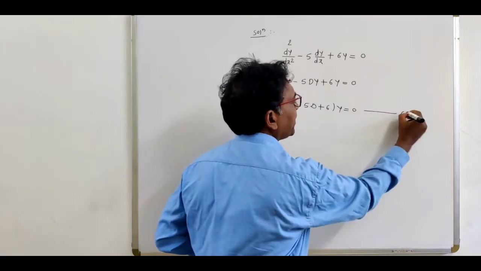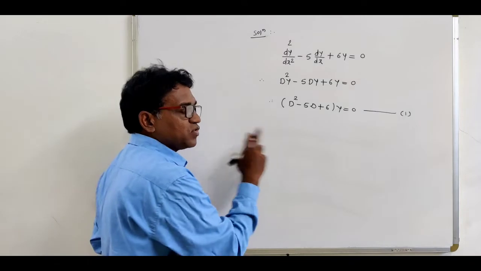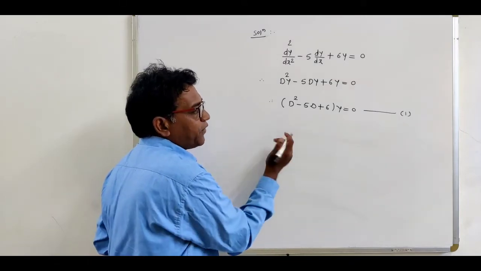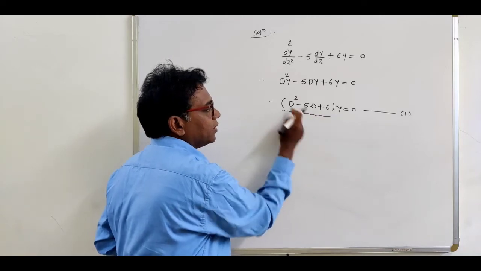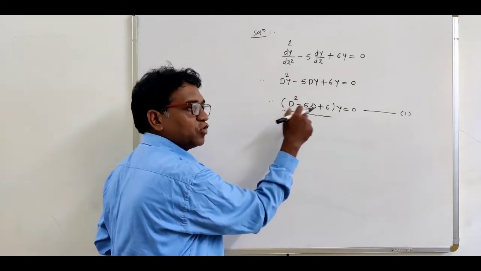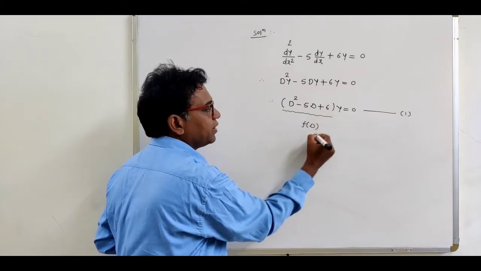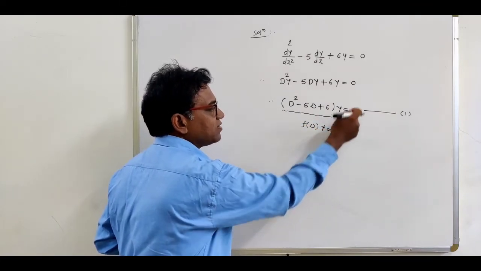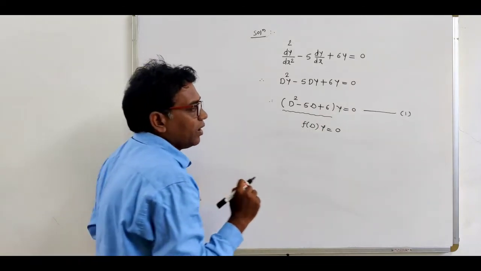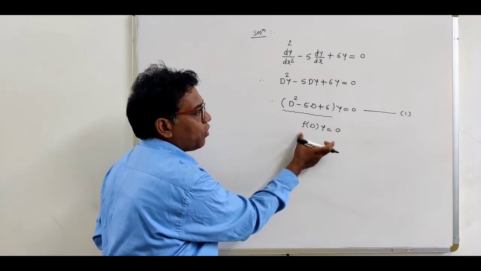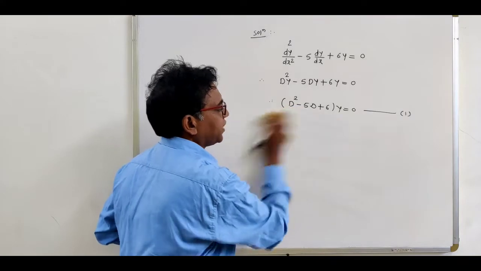So this is our proper equation, that is, the associated equation. What is the associated equation? This bracketed term is nothing but a function of D. So instead of this bracket we can write f(D) into y, and the right hand side is 0. So remember this definition: a differential equation of the form f(D)y equal to 0 is called the associated equation.